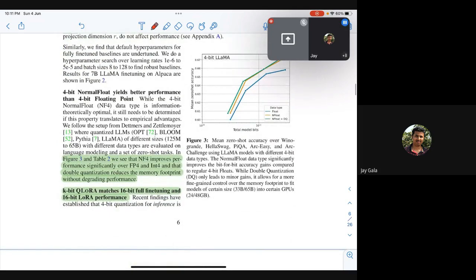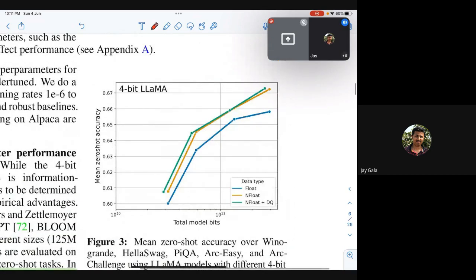And next, the 4-bit NormalFloat data type that they propose, which is information theoretically optimal, yields better performance than the standard 4-bit floating point data type. If you look at this figure, the blue line is the 4-bit float, and the orange line is the 4-bit NormalFloat. And when you apply 4-bit NormalFloat plus double quantization, you are still nearly the same in terms of performance, and your bit requirements are a bit lower.